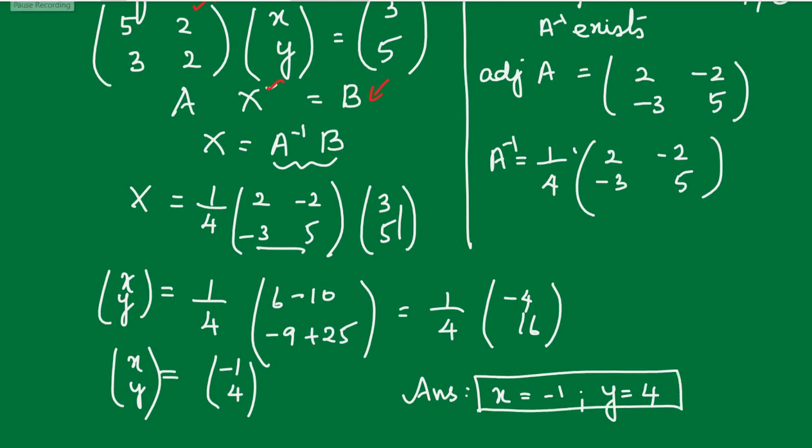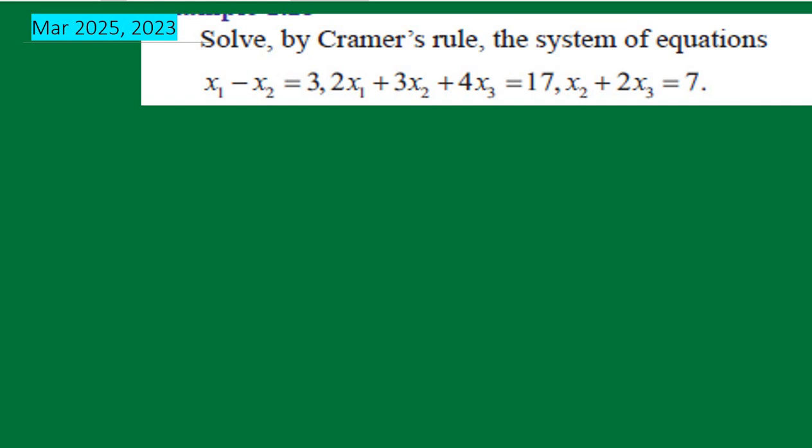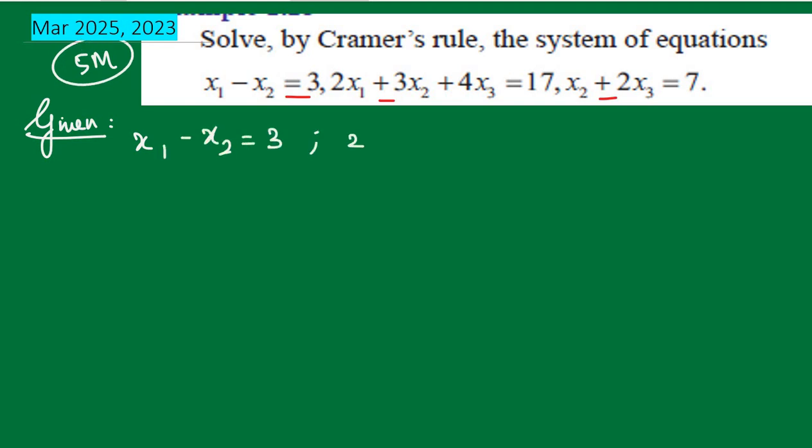The next question: solve by Cramer's rule the system of equations. Three equations are given in x1, x2, x3. So solve by Cramer's rule. Let us write the given equations first. This is a 5-mark question. So x1 minus x2 is equal to 3 is the first equation, 2x1 plus 3x2 plus 4x3 is equal to 17 is the second equation, and x2 plus 2x3 is equal to 7 is the third equation.